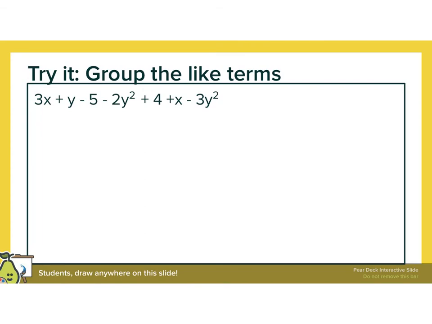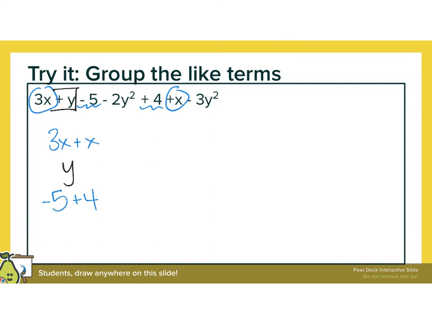So try it out. Group the like terms. Just put them together. So let's see. I have a 3x and I have an x. So 3x and x are like terms. For my y's, let's see. I have a regular y. I don't have any other y, so y will stay by itself. Doesn't have any like terms. I have a constant. Constants count. I have a negative 5 and a 4. Those are like terms.